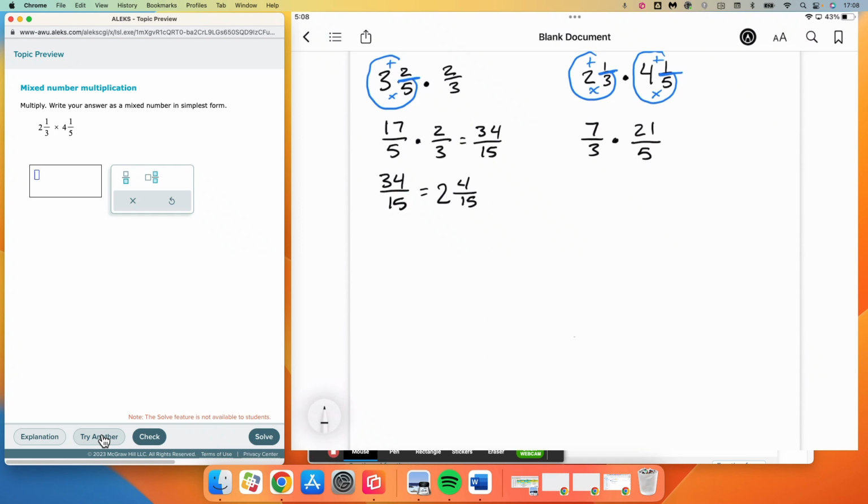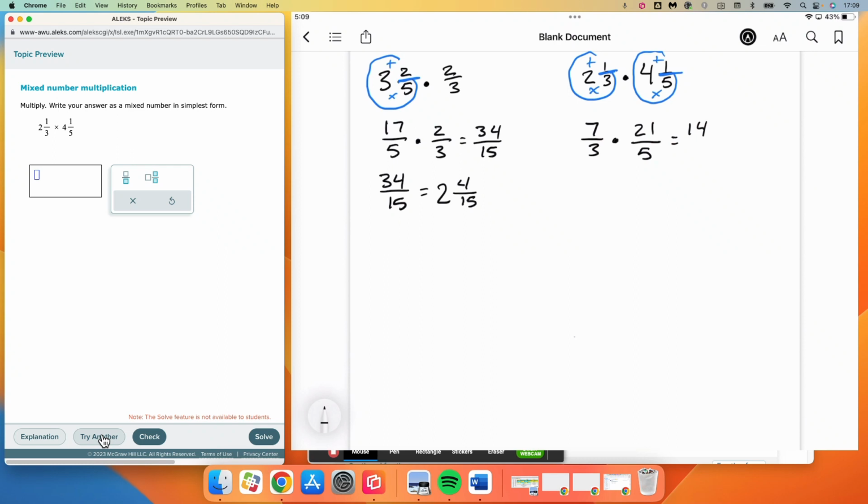Now we're just going to multiply straight across. If you're a big fan of cross-canceling, you would notice that that and that are both divisible by 3. We would have a 1 here and a 7 there. We would end up with 49 over 5. I'm not going to cross-cancel this time. I'll just simplify it at the end.